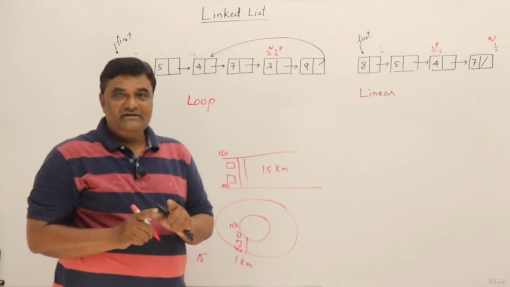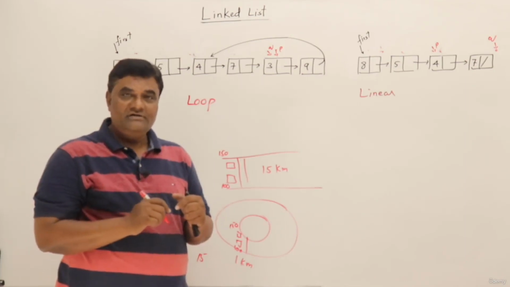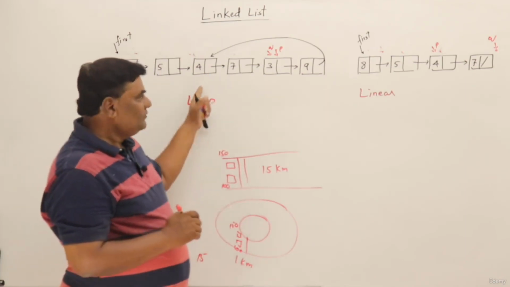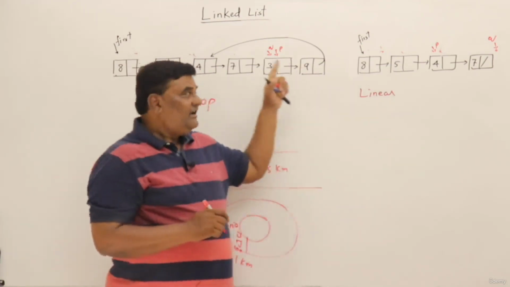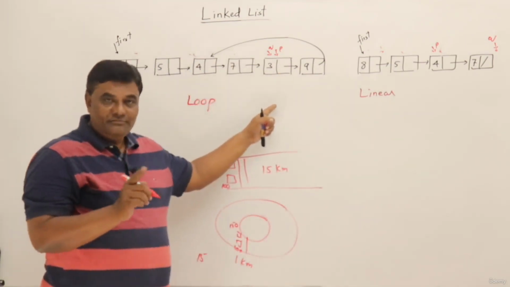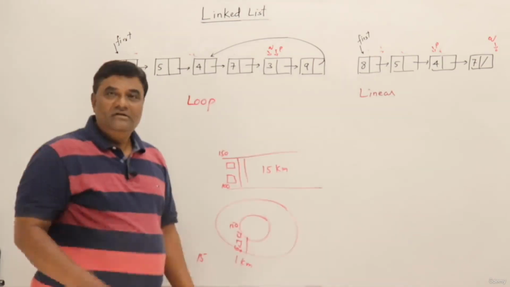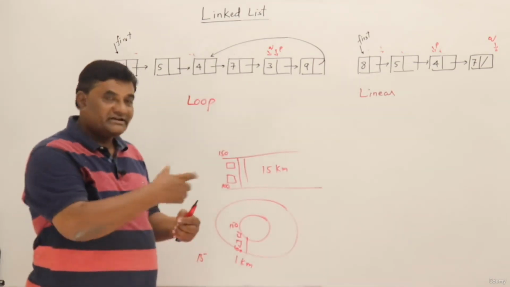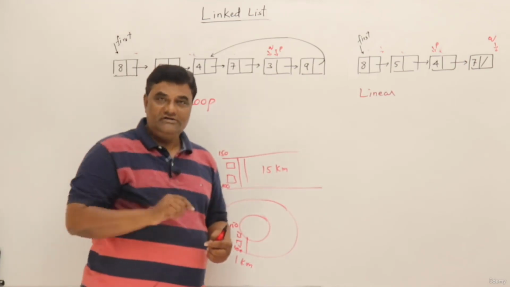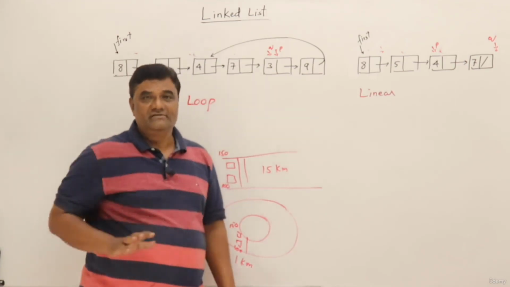So we can take 2 pointers and find out whether it is having a loop or it is linear. If they meet again, then there is a loop. If one of the pointers becomes null, then it is linear. Now let me write down the function for checking whether there is a loop or not. If no loop, it's linear.